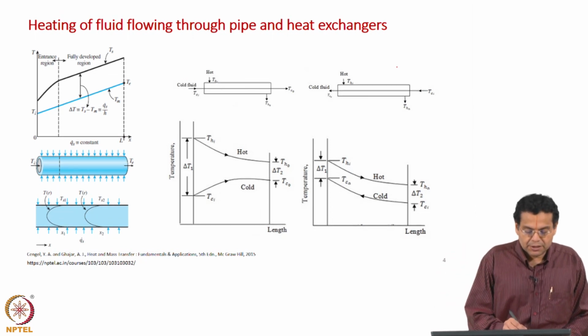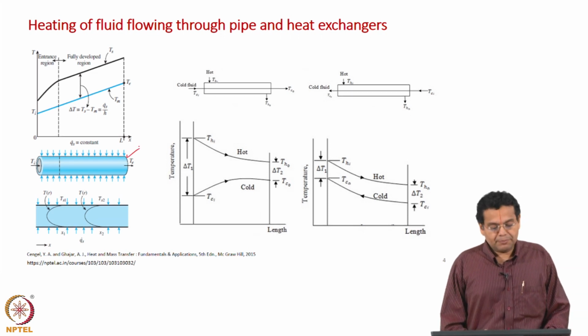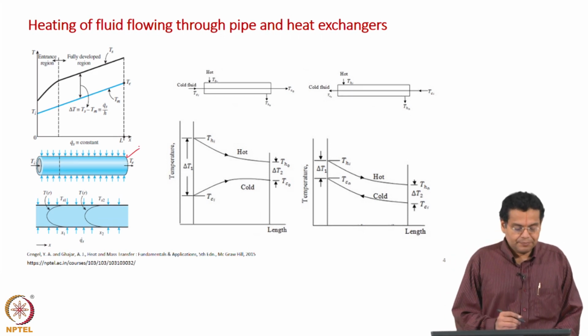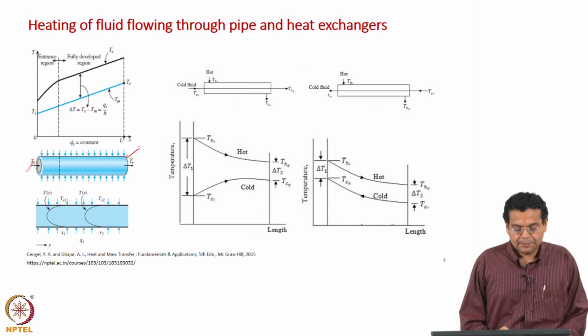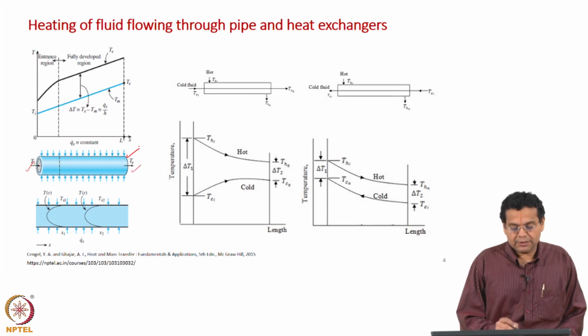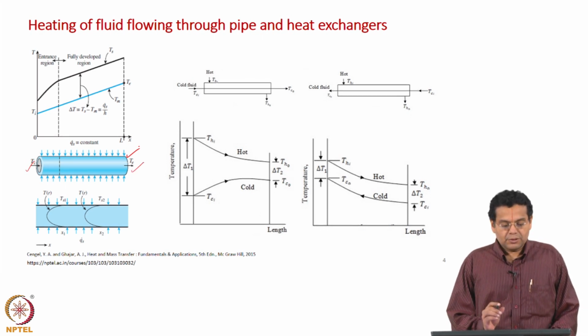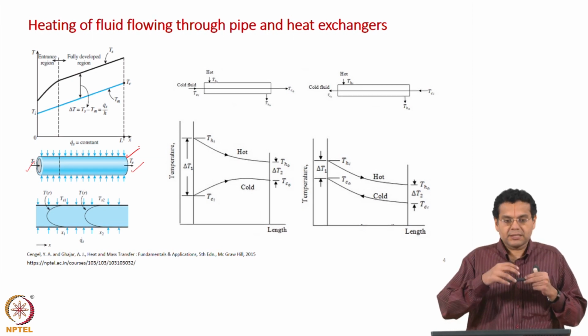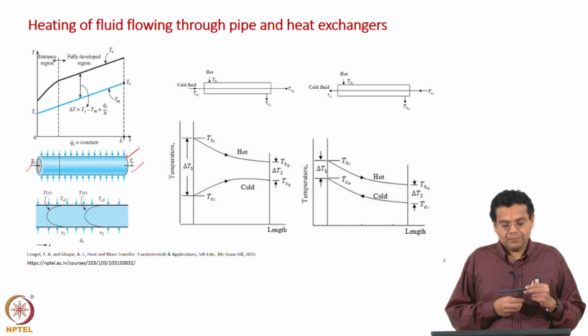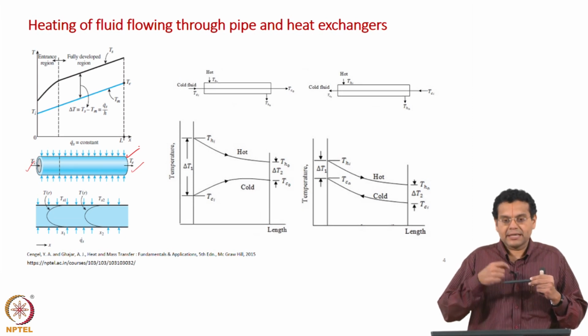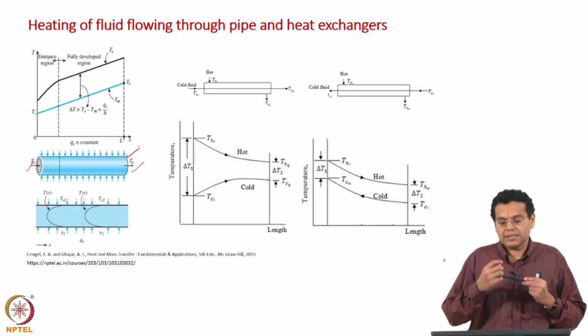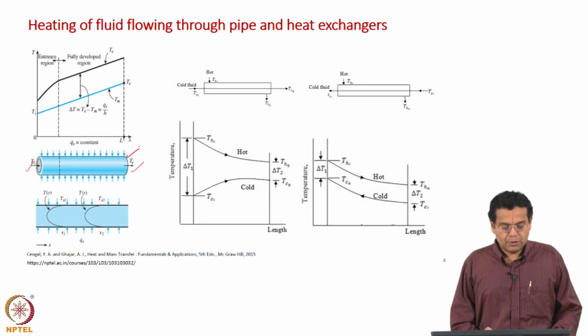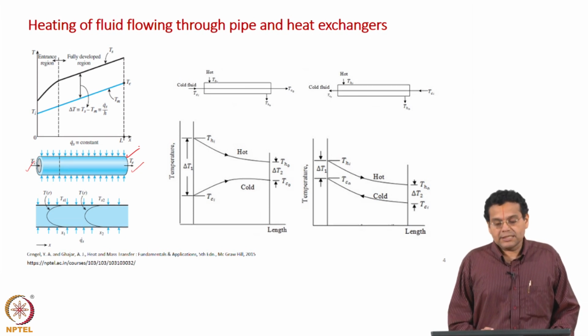The first application is shown here. We have a pipe through which water flows. We know the inlet temperature and we need to find out the exit temperature, and this pipe wall is subject to a constant heat flux. For example, you can wind it with a heating tape which will supply a constant heat flux. So, we can solve the energy balance equation to find out the exit temperature.